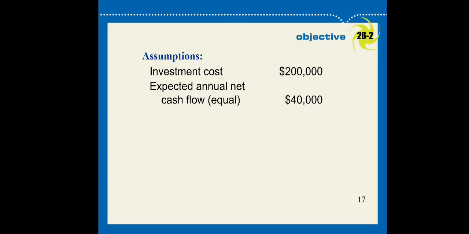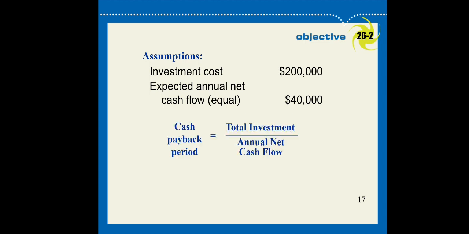Okay, so let's see how to use the cash payback method. Let's say you are a manager, and at one time you have this opportunity to purchase a fixed asset. The investment cost is $200,000, and it is expected that the annual net cash flow is $40,000. Every year the machine can generate $40,000 net cash. So if you want to analyze whether this investment is good or not using the cash payback period, then you have to use this formula.